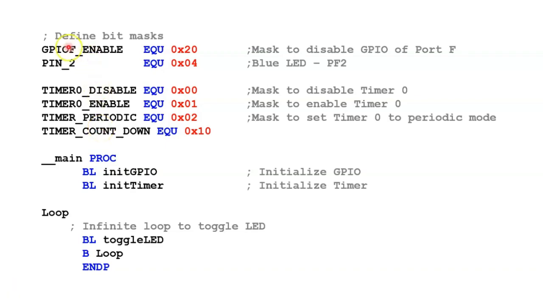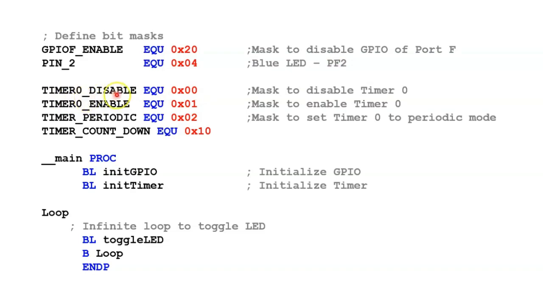Okay, so here I define the bit masks. Let's start off with the GPIO F_enable that has a mask value of 20. That is, this mask is used to enable the GPIO of port F. Then pin_2 is 04 hexa. This is the blue LED or PF2 on the launchpad board.